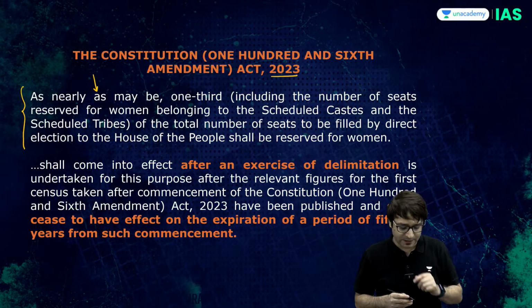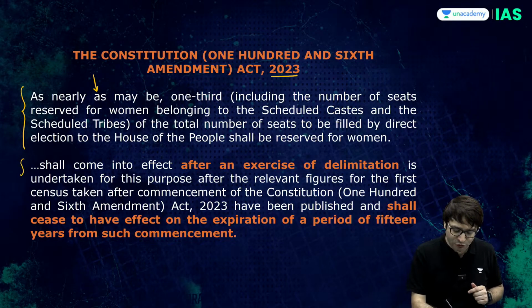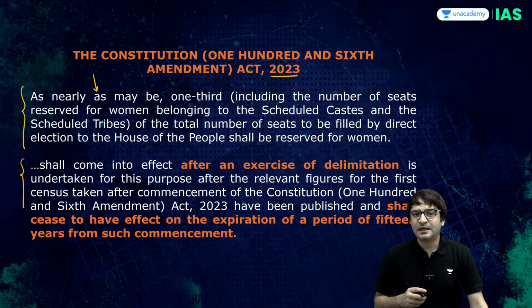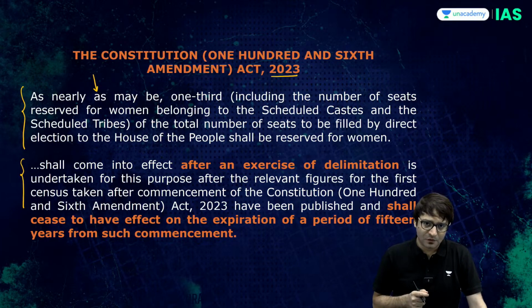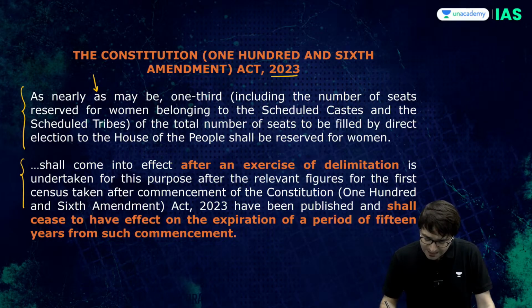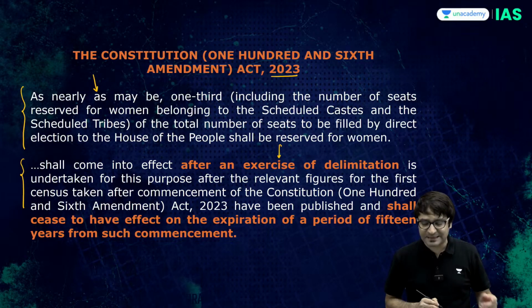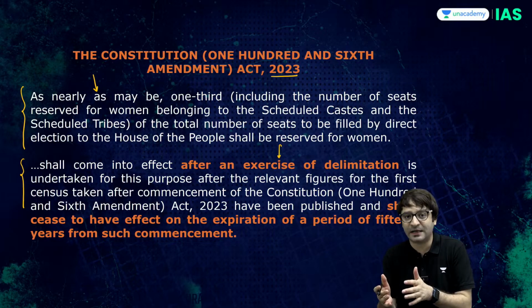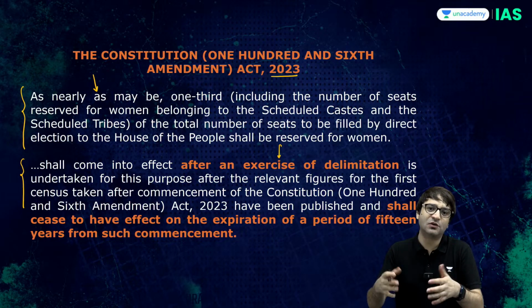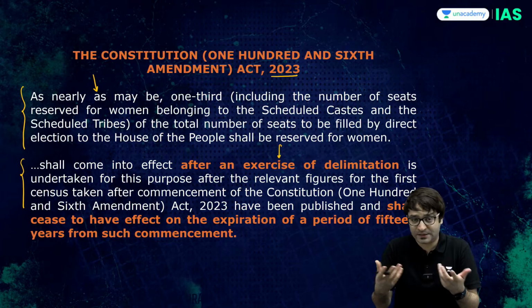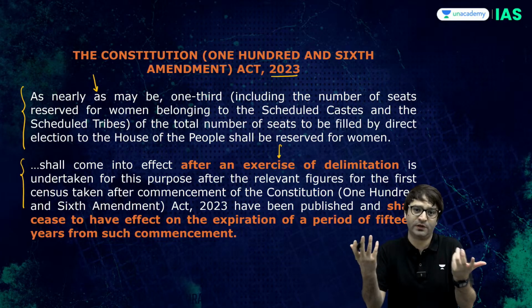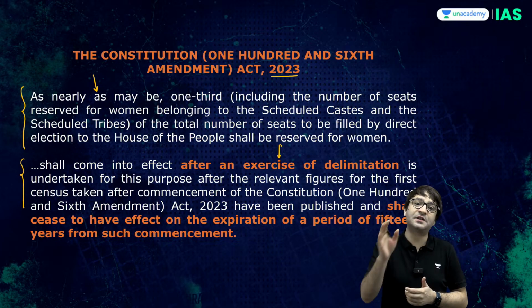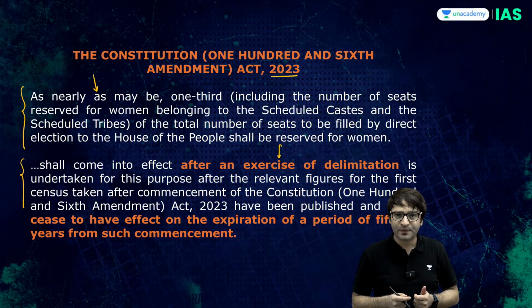But that's one. Second, this Constitutional Amendment Act is not implemented. Why? Because there is a provision. The provision says this will come into effect after the exercise of delimitation. Once the delimitation exercise is carried out, which will be carried out after the census of, let's say, 2024 or 2025, whenever it is conducted, after that it will enter into force.